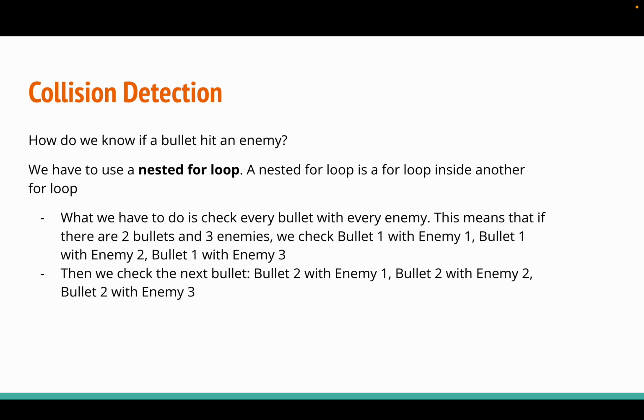That means that if there are two bullets and three enemies, we can check bullet 1 with enemy 1, bullet 1 with enemy 2, and bullet 1 with enemy 3. Next, we go into bullet 2 and check with enemy 1, enemy 2, and enemy 3. Essentially, we would have an outer for loop going through all of the bullets. Then inside that for loop, for every single bullet, it's going to go through all of the enemies. That way it's going to check every bullet with every enemy.